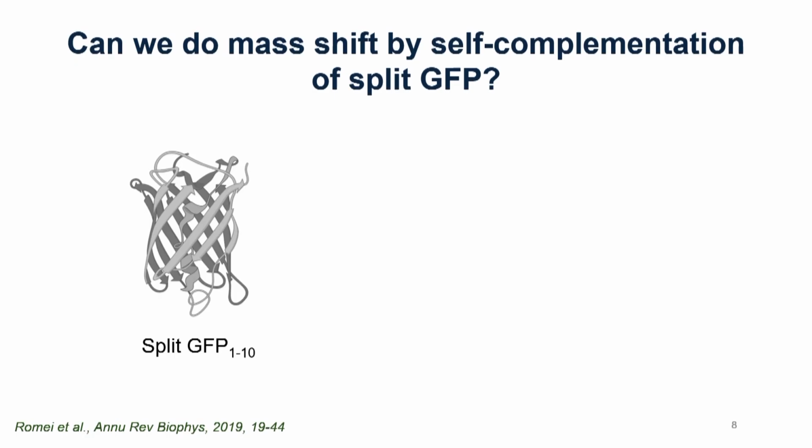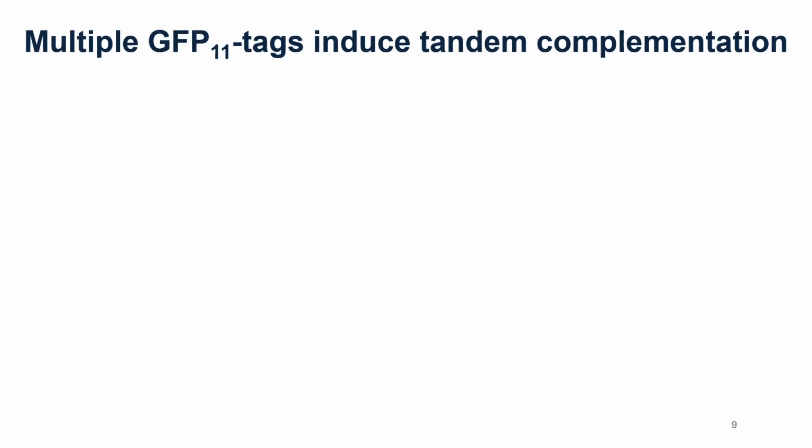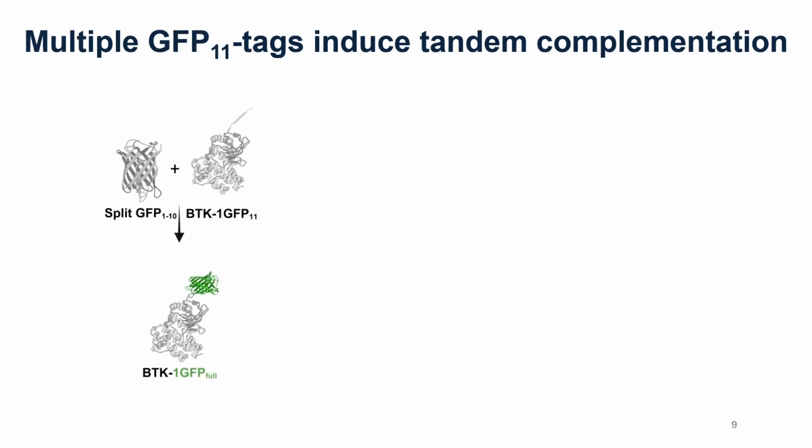We chose green fluorescent protein, split GFP, to do our self-complementation. So here we can see the longer part of the GFP, which contains the 1 to 10 beta strands. We see the nice arrangement of the beta strands, and the tiny part, GFP 11, which has only 16 amino acids, a single beta strand. So when they auto-assemble, they form the fluorescent full GFP.